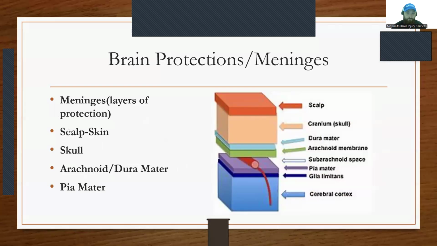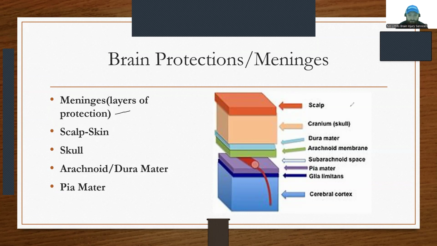And so, with that being said, we also need to talk a little bit about the protection of the brain. So, we talk a lot about brain injuries, but there's a lot of things that are naturally in place to protect, and this is usually called the meninges, which, if you've ever heard the term meningitis, that usually correlates to the swelling and the compression or the pressure on the brain.